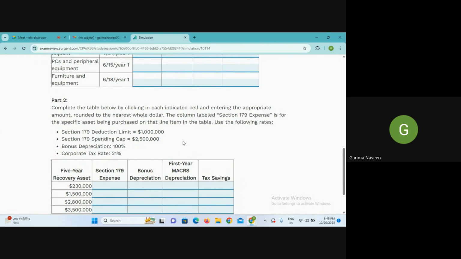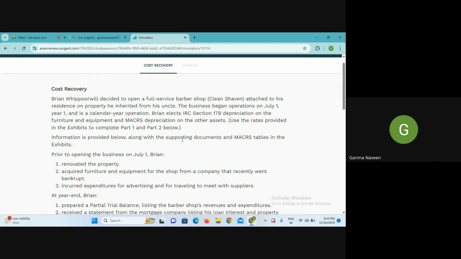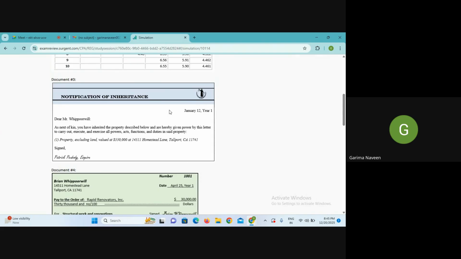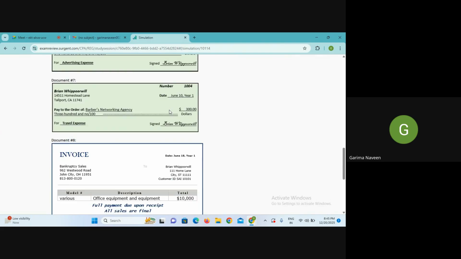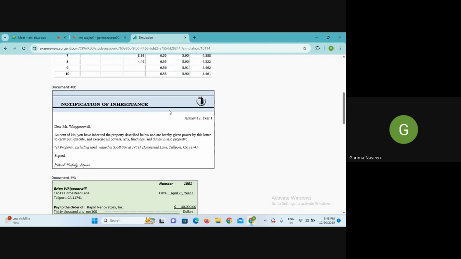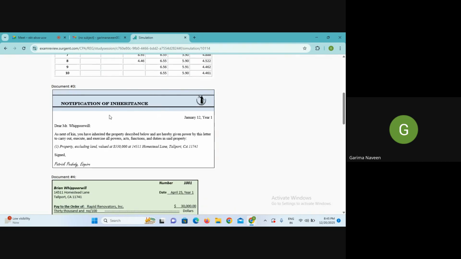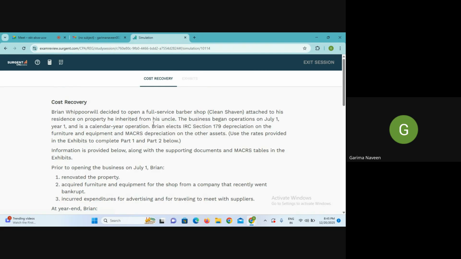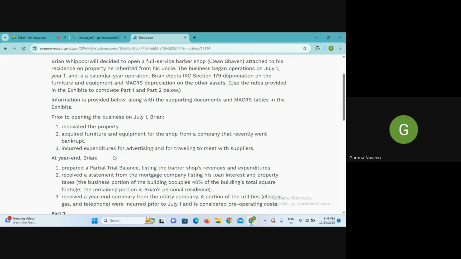Okay. So this is an exhibit. So this is a long simulation. Okay, so first of all, if you want to read this part again, then I can hold for 2 minutes. Yes, ma'am. I will just read once. Okay, sure, you can read.